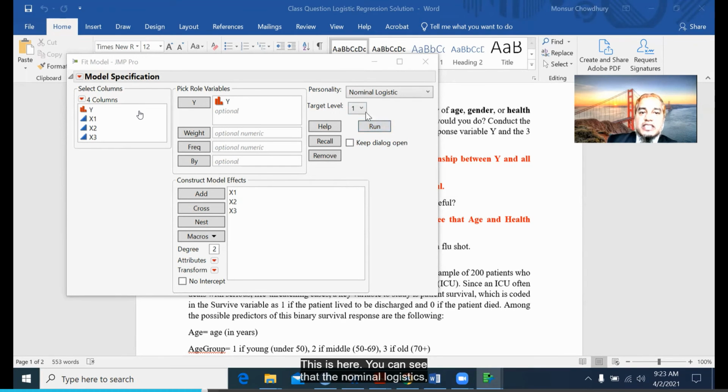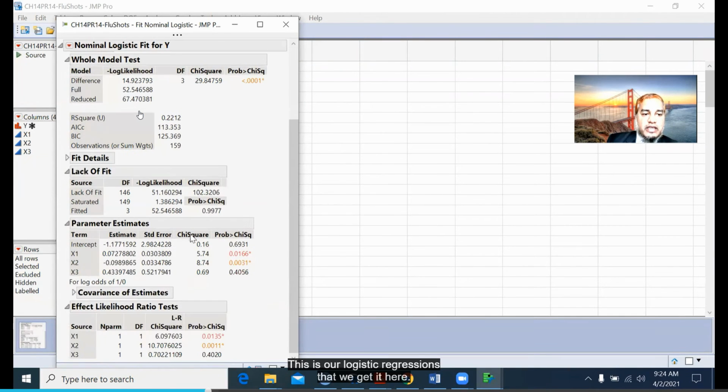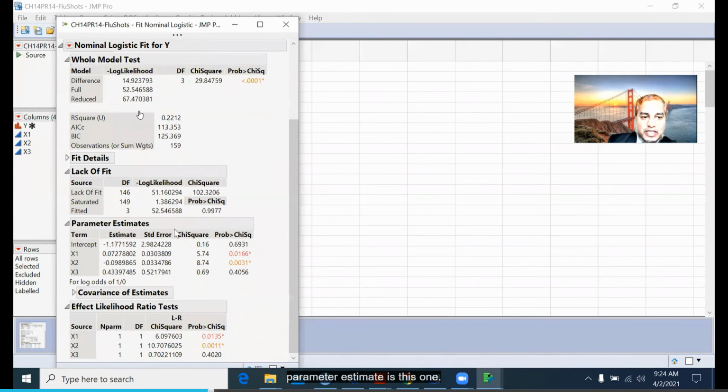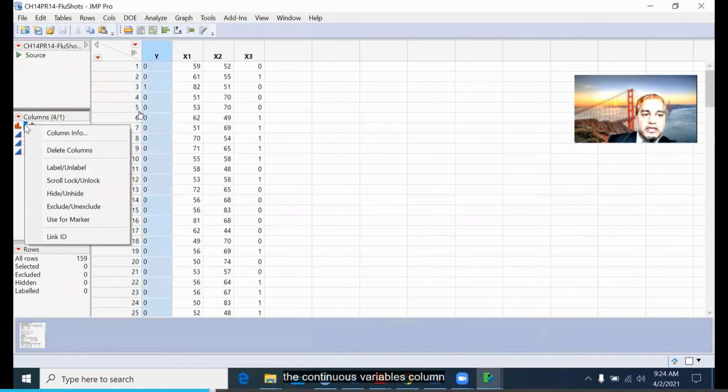Here you can see the nominal logistic, so they are actually running the logistic regressions for you. Let's look at this one first. This is our logistic regression that we get based on what we fit in the models. You can see our p-value is this one, parameter estimates is this one. Now let's go and change this one to continuous variables.